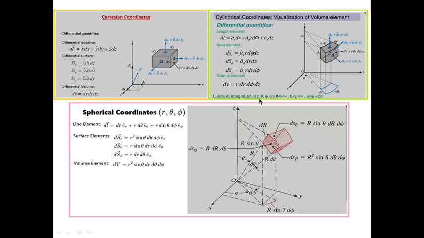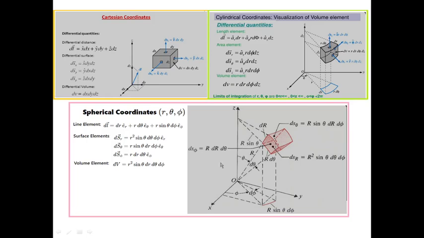Here you know the ranges of r, z and phi. r extends from 0 to infinity. z can extend from minus infinity to plus infinity, not 0. And the phi limit is from 0, which is along the x direction, to 2 pi.